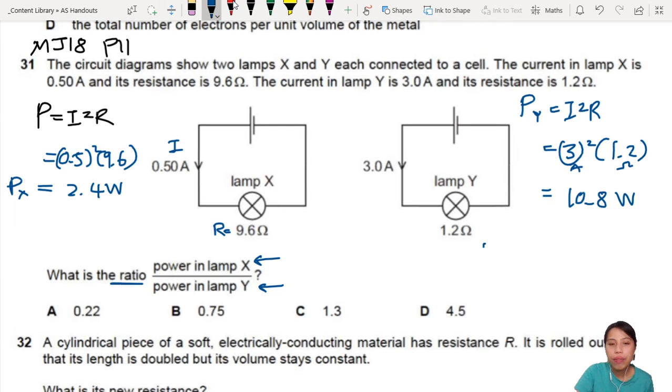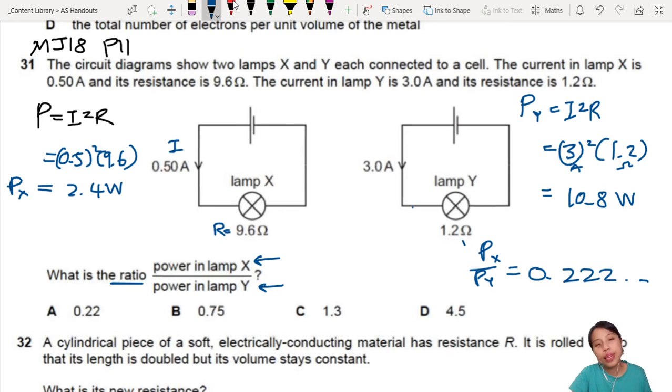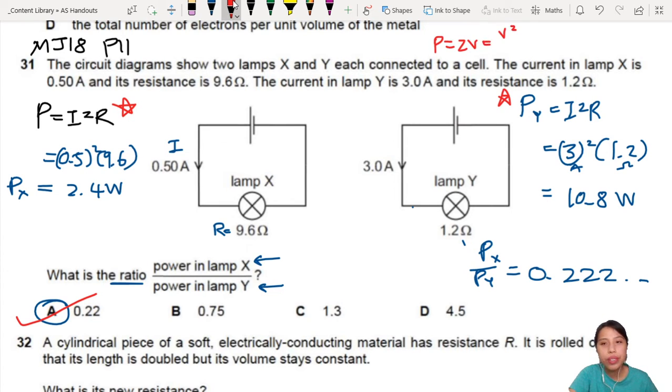Then to find the ratio, all you need to do is divide both of them. So the ratio of PX over PY is 2.4 divided by 10.8. That will give you 0.2222222222. Then you look, 0.222 here. Done. So that's your ratio of power. Ta-da! So this one is just a reminder. This is one of the variations. You have P equals IV, P equals V squared over R, P equals I squared R. It's helpful if you memorize it straight away so you know this is the one used here, this one used there. So it minimizes your calculations.